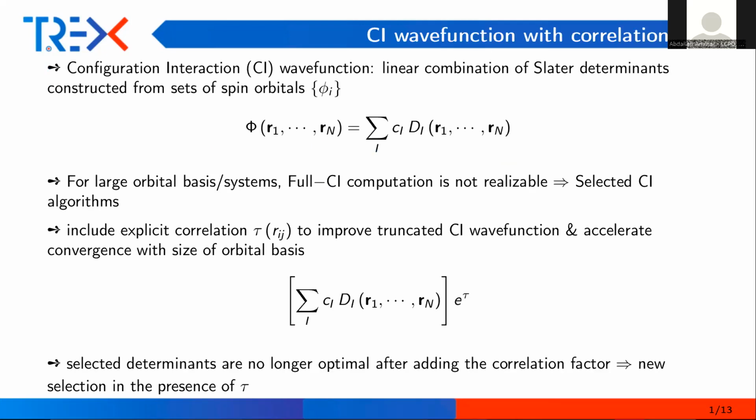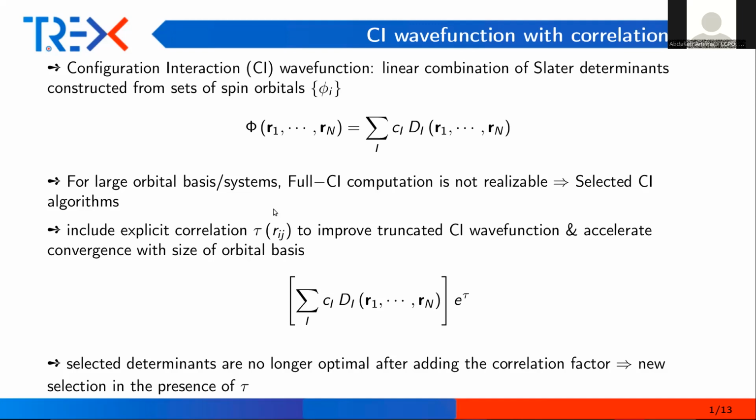Configuration interaction is one of the most general ways to improve the Hartree-Fock wave function by adding a description of the correlation between electrons. But considering all the possible determinants in general is not possible, and for this reason, one must truncate the CI wave function according to some selection criteria, like for example, by selecting the most important determinants in the energy.